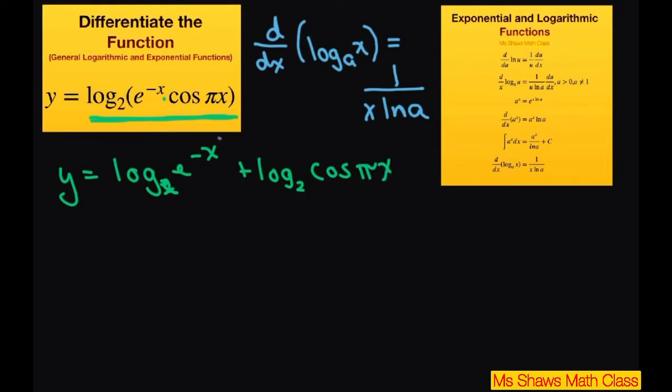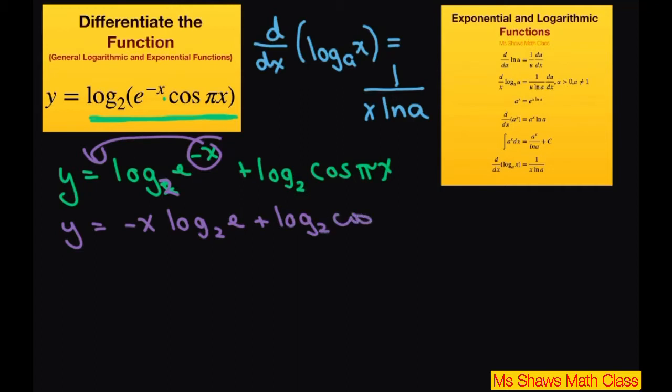Then I use my power rule and move this in front. So you get y equals negative x log base 2 of e plus log base 2 of cosine pi x. Now it's going to be easier to differentiate. So let's do y prime equals, now this term here, log base 2 of e is just a constant. So you're just taking the derivative of negative x, which is negative 1. So we have negative log base 2 of e.